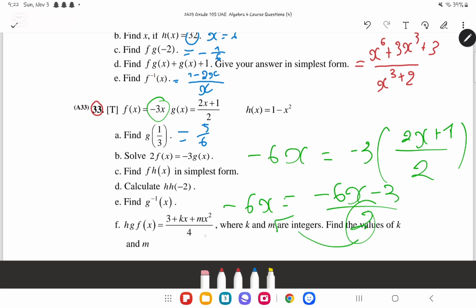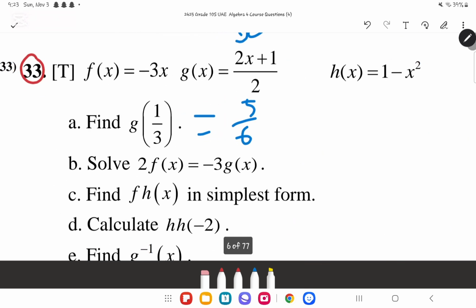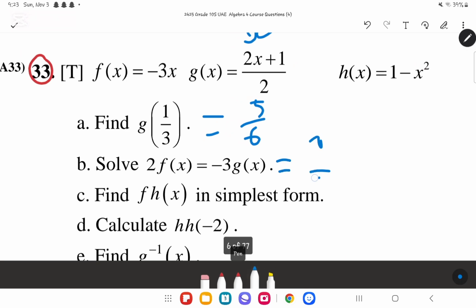Now you are going to get minus 12x is equal to minus 6x minus 3. Move this to the other side. Then again, you are going to get minus 6x is equal to minus 3. Divide both sides by minus 6, sorry. So then x is equal to minus 3 over minus 6, which is 1 over 2. So for part B, it is 1 over 2.